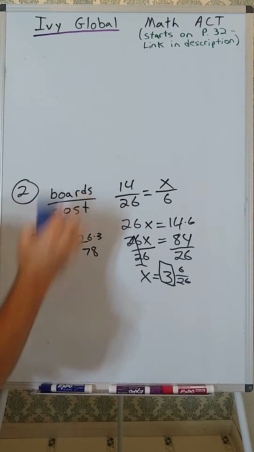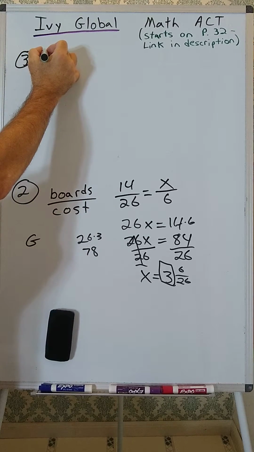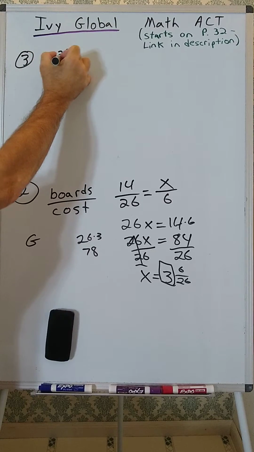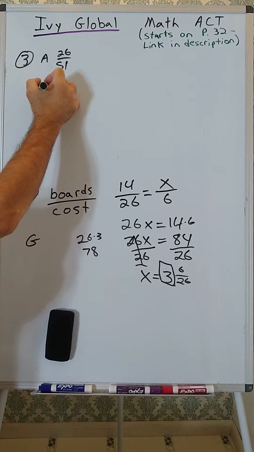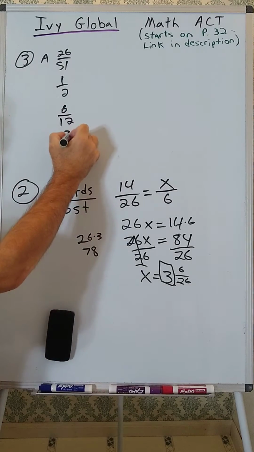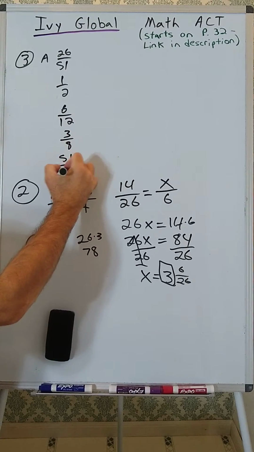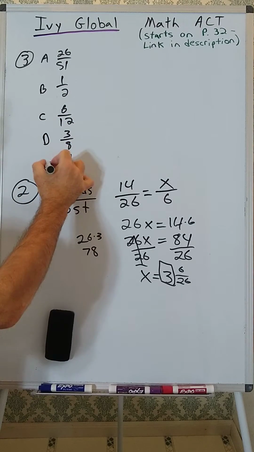Okay, number 3. Which of the following values is smallest? Should say least there. So let's look at those. Which is the least of these? A is 26/51. B is 1/2. C is 6/12. And then we have 3/8 and 51 hundredths. So B, C, D, E.